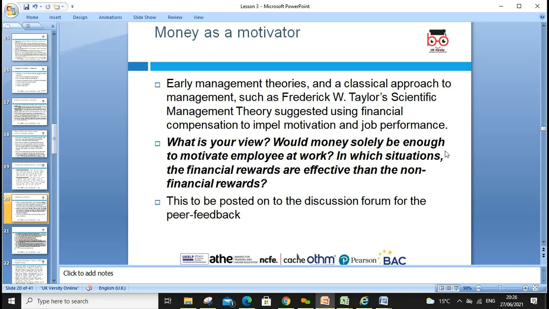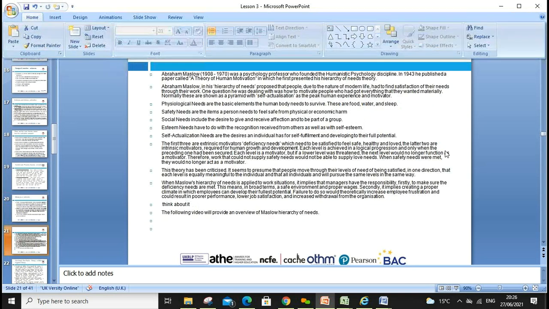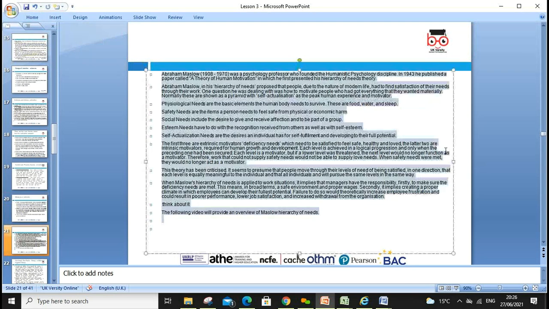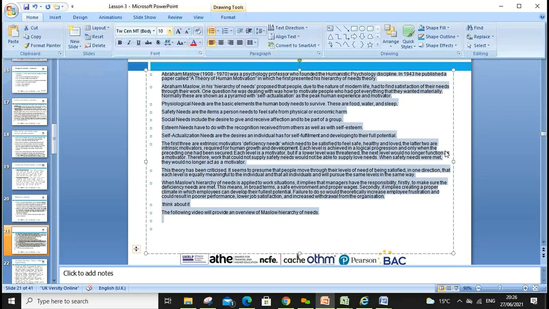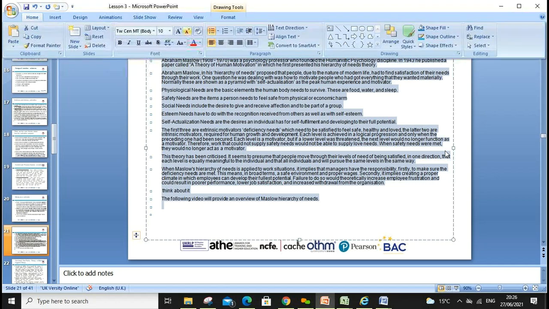Money as the key motivator, in early management theories and classical thinkers like Frederick Winslow Taylor. What are your views? Is money solely enough to motivate employees at work? Is the financial reward more effective than the non-financial? You can post in your discussion, or you can write down the points. What do you think?